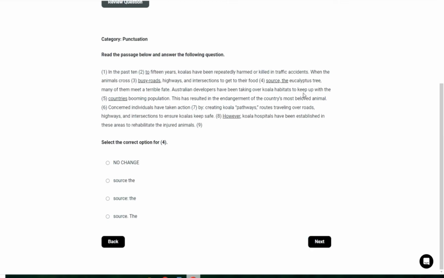And intersections to get their food source, the eucalyptus tree. Many of them meet a terrible fate. Okay, we're looking at here, source, comma, the. Is that the correct reasoning? If not, best choice, go at it. Let's see what you guys got.